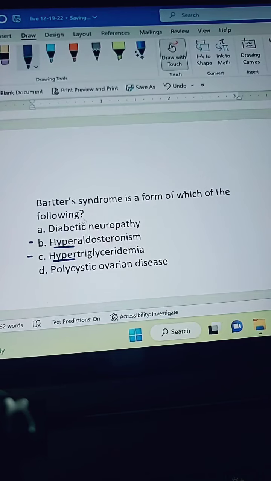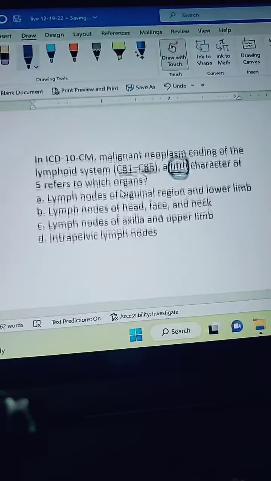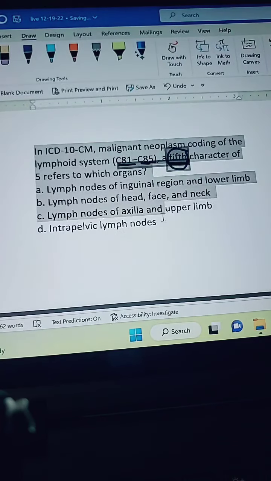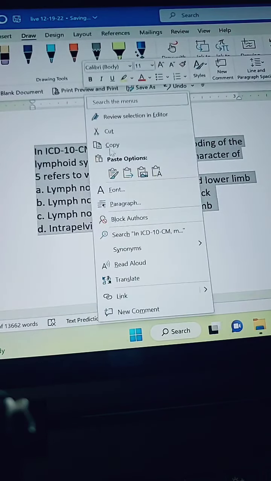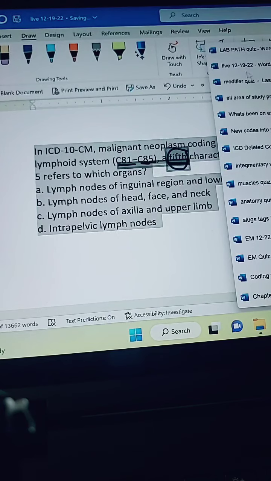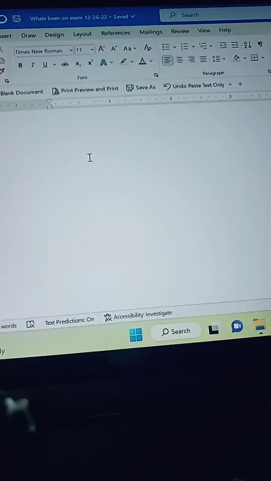The one before? Okay, I'll go grab it. Right there. This one about the lymphoid system. I'll go put it on that document, what's been on the exam. That's awesome to know. That's going to help somebody out.